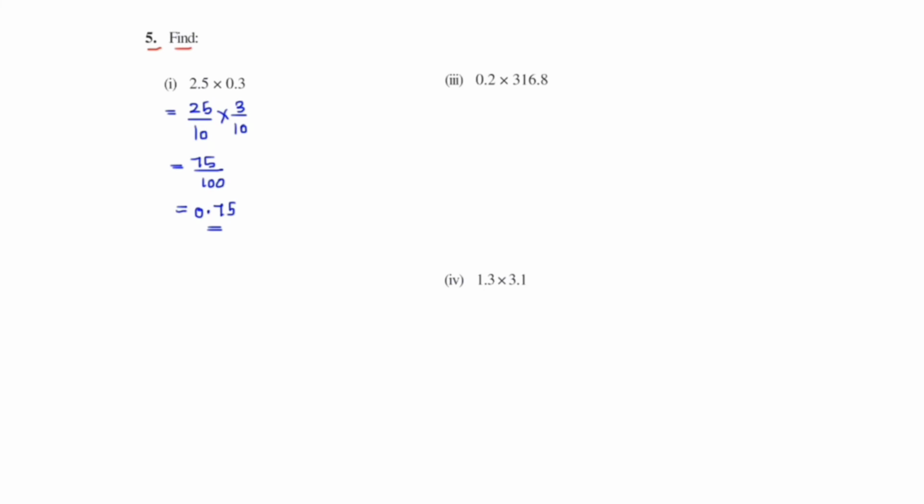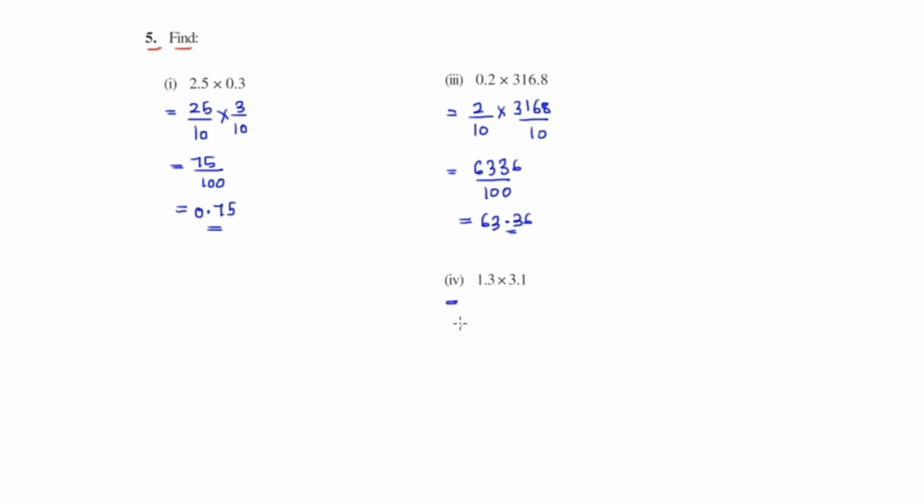Now if you see the third part of the question, although this is to be done as homework, I am discussing it here. In this question, 0.2 can be written as 2 over 10 times 316.8. After the decimal it has only one digit, so we will write 3168 over 10 having 1 zero. Multiplying the numerators, we will get 6336 as your result and 100 as your denominator. Counting the number of zeros and putting the decimal point, we will get 63.36 as your result.